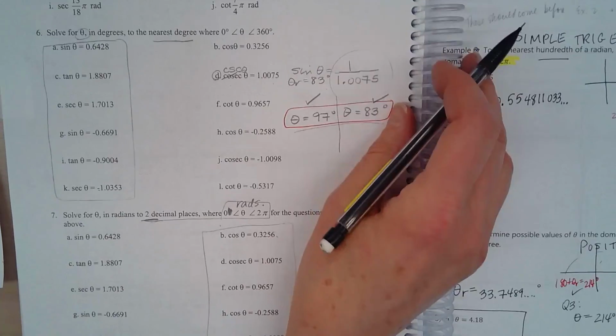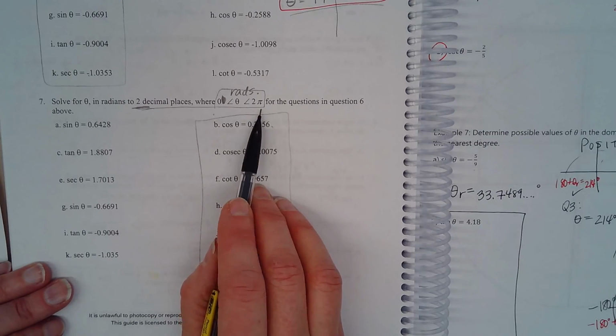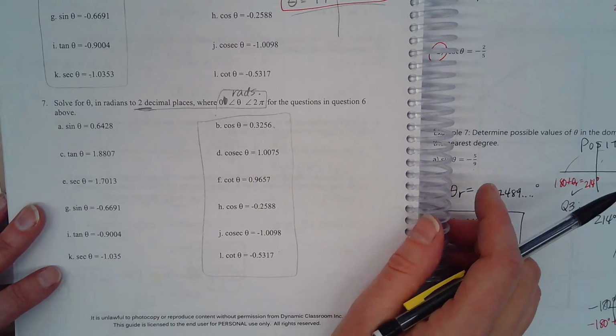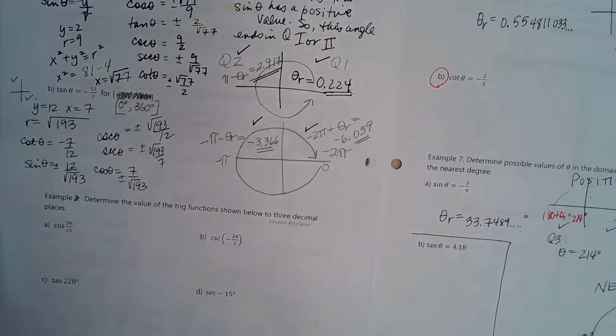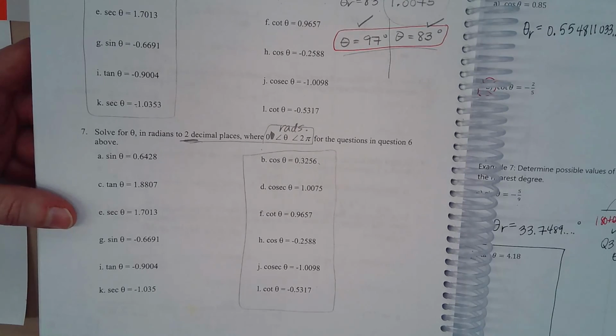0 degrees to 360 degrees. If you see 0 to 2 pi, you know it's radians. Anything you want me to go over here? Anyone? No? Okay. So those were solving. What were you solving for here? What was the unknown?